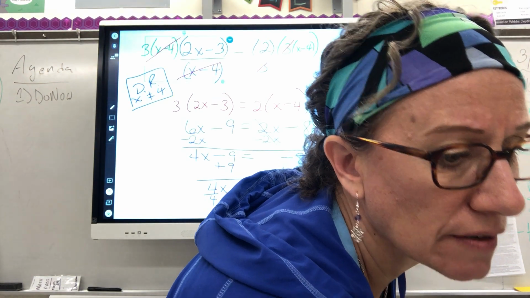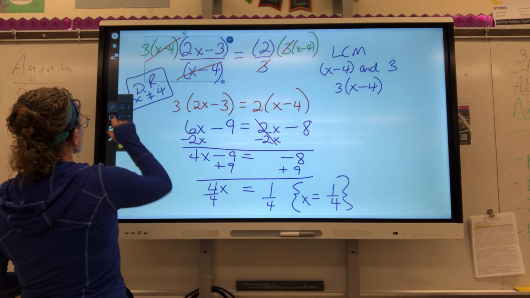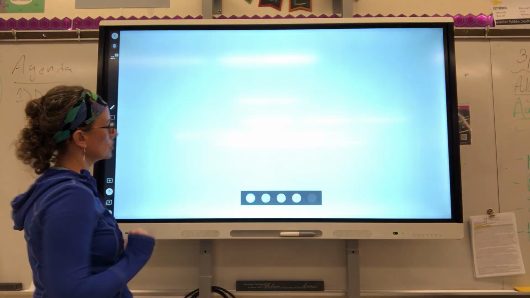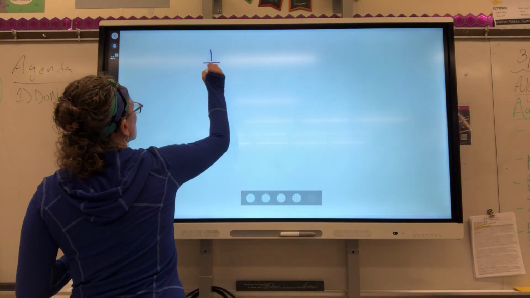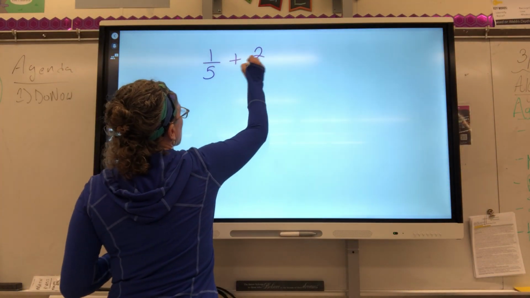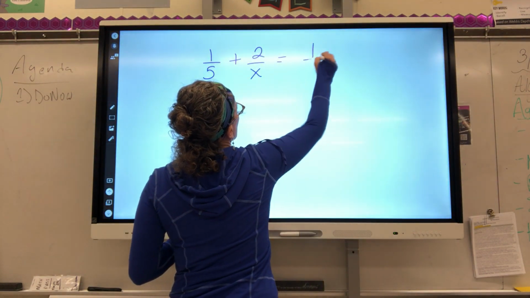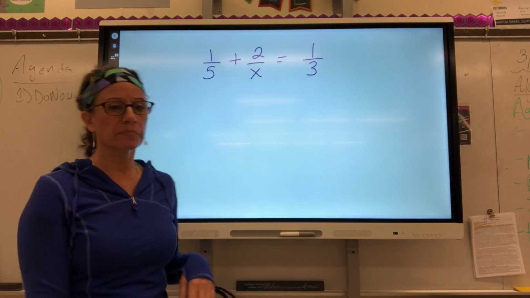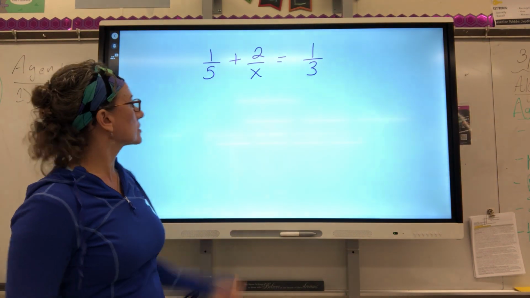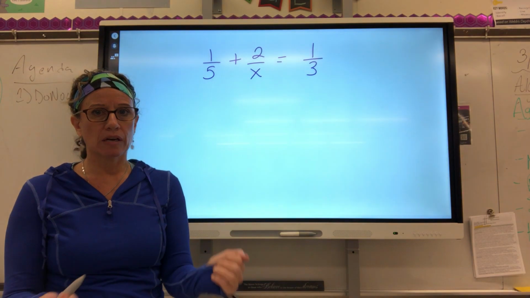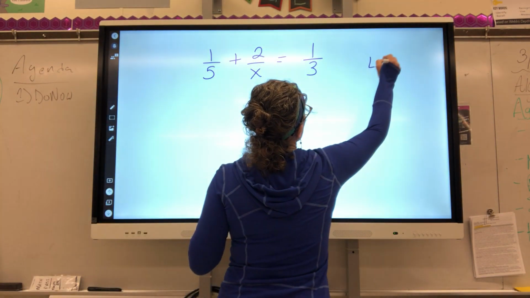All right, in this next example, we're going to have two fractions. Let me just open up the page. So we're going to have 1/5 plus 2 over x equals 1/3. Okay. Again, look at all of your denominators. List your denominators. It helps. I know it takes like 2 seconds extra. Go to the side, LCM.